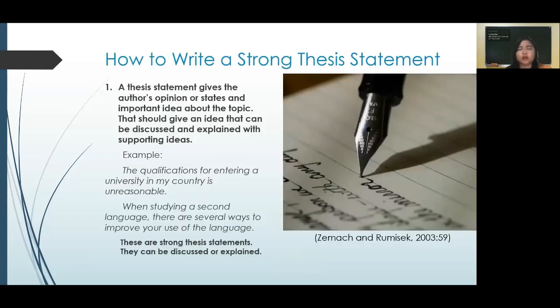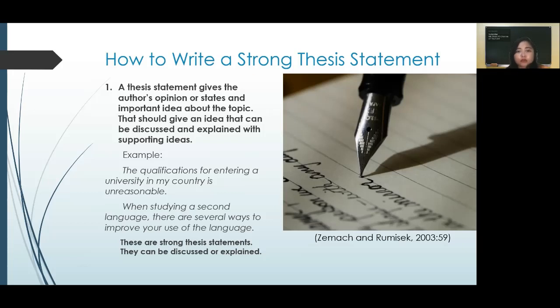And then your next question will be, how to write a strong thesis statement? Let me tell you that there are three ways. The first way is that a thesis statement gives the author's opinion or states an important idea about the topic. Giving the author's opinion. Underline that, opinion. The author's opinion.